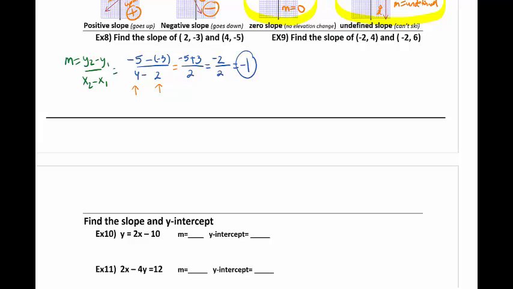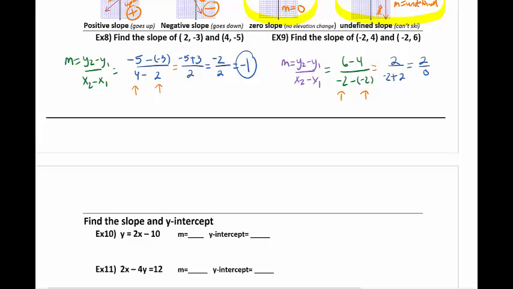Going to number 9, again, start off by writing your formula down. The more you write it down, the more you're going to have it memorized. So I have 6 minus 4, over -2 minus -2. Always, always, always double check. From the bottom up, -2, 6 is a point, -2, 4 is a point. Now I can simplify. In the numerator, 6 minus 4 is 2. In the denominator, I have negative 2 plus 2 because the sign's, again, subtracting the opposite. That gives me 2 over 0.